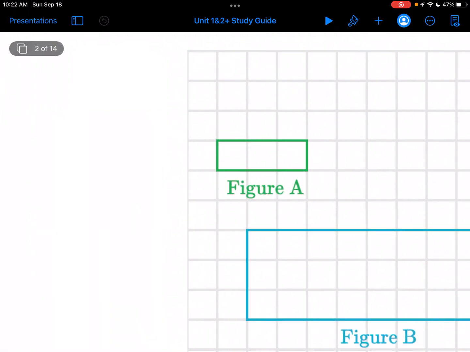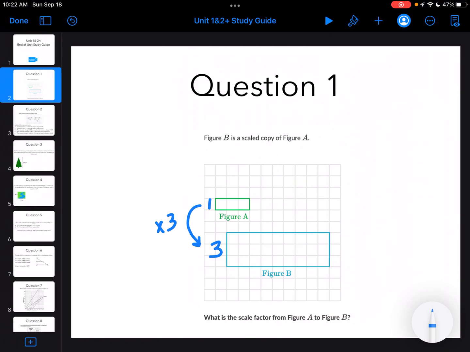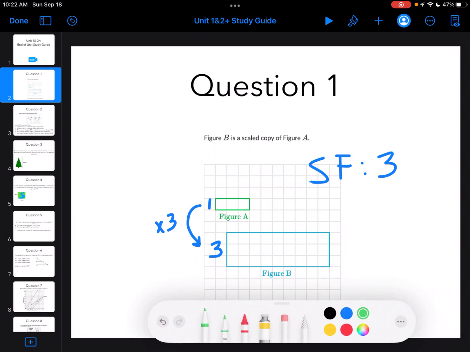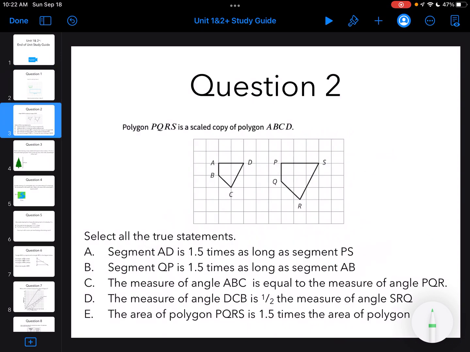So I have 1 unit here and 3 units here. So if I'm going from 1 to 3, I'm going to multiply by 3. So I have a scale factor of 3. Now, if I was going from figure B to figure A, that would be 3 to 1. I would be dividing by 3, which would give me a scale factor of 1/3. Just kind of keep that in mind. You'd be using the reciprocal.